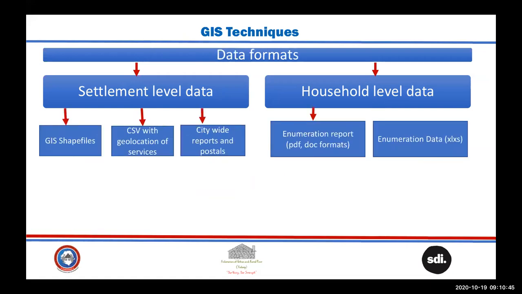And we are using our GIS technique data format. We have the two-sided approach also: our settlement level data and also the household level data, which I stated earlier. By so doing, we have our GIS shapefile, our CSV, visuals of services, and also the citywide report and poster.